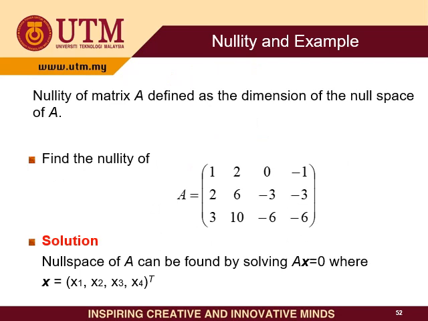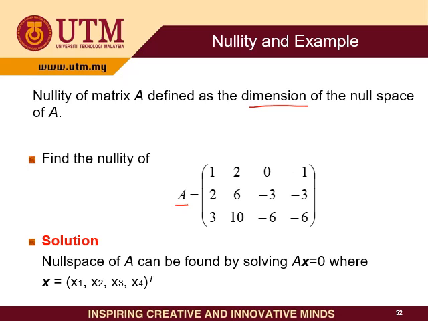Now we come to nullity. What is nullity? And an example of nullity. The nullity of matrix A is defined as the dimension of the null space of A. This is the dimension of the null space of A. For example, find the nullity of our matrix A here.